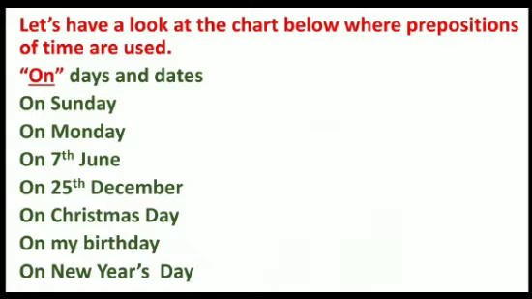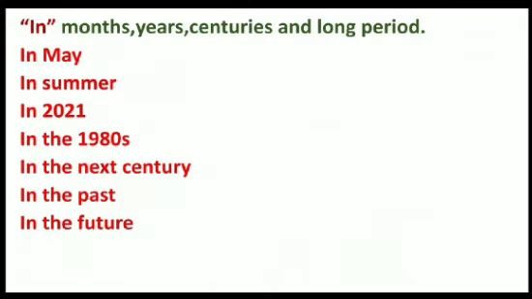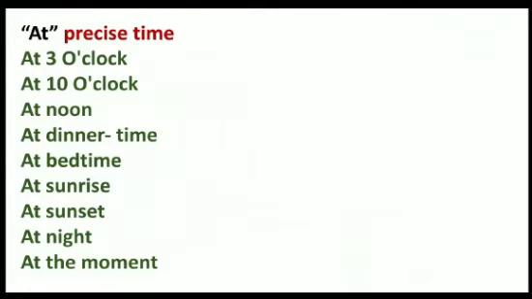On for days and dates. We say on Sunday, on Monday, on 7th June, on 25th December, on Christmas Day, on my birthday, on New Year's Day. In for months, years, centuries, and long periods. We say in May, in summer, in 2021, in the 1980s, in the next century, in the past, in the future. At for precise time. We say at 3 o'clock, at 10 o'clock, at noon, at dinner time, at bedtime, at sunrise, at sunset, at night, at the moment.